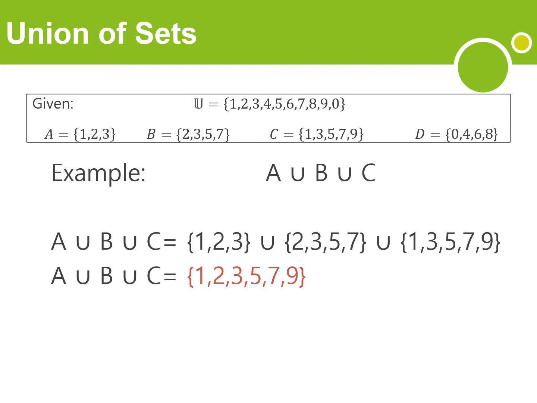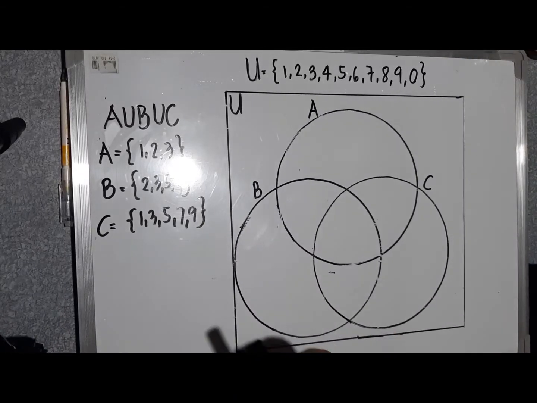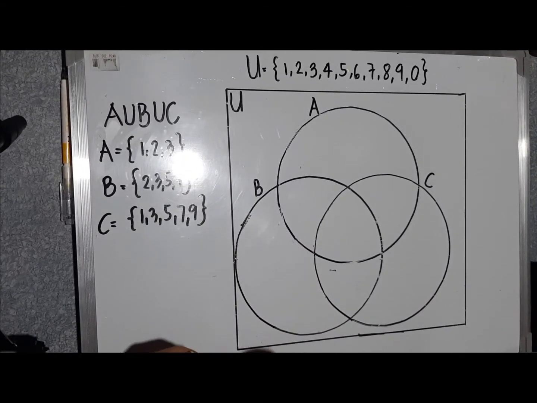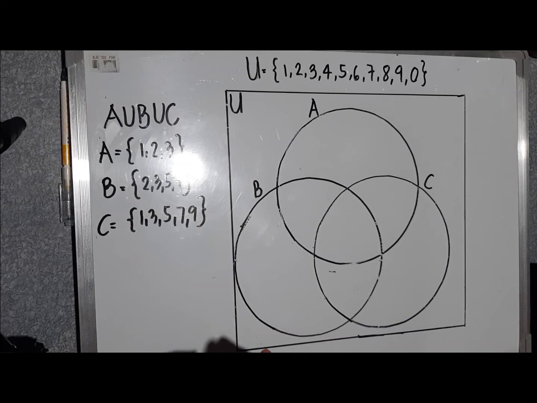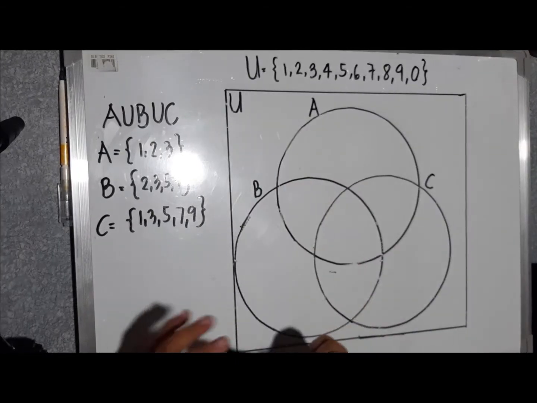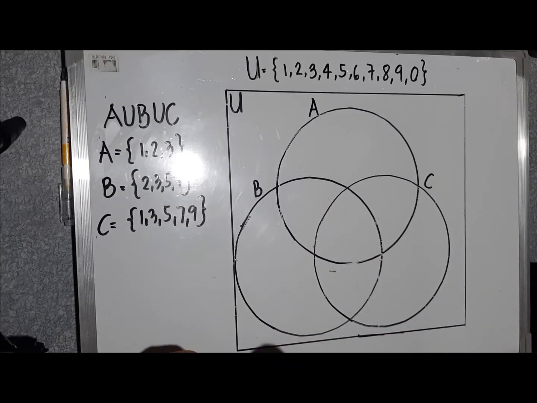Altogether, look at their elements, then write it in one set, since it is a union, and write only once any element that repeats. So our answer is 1, 2, 3, 5, 7, and 9. To represent our operation in a Venn diagram, again we have the universal set: 1, 2, 3, 4, 5, 6, 7, 8, 9, and 0.